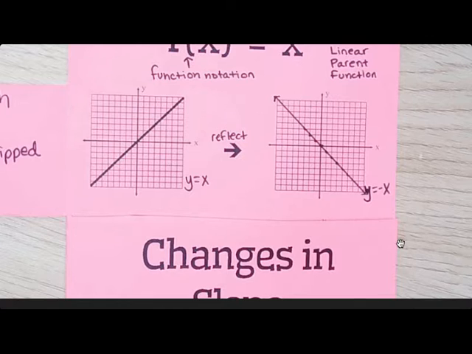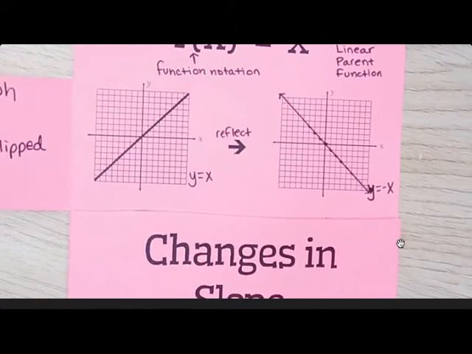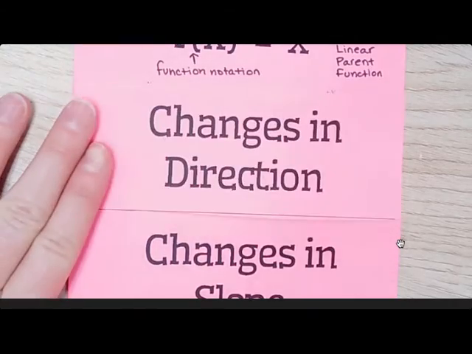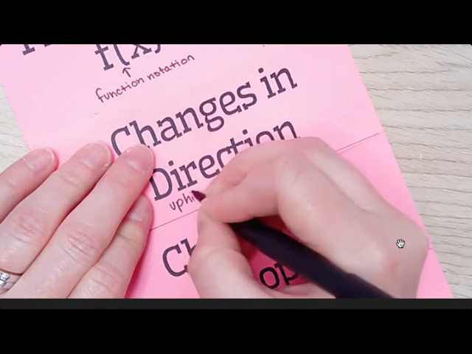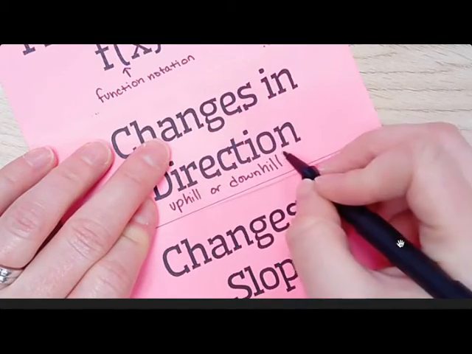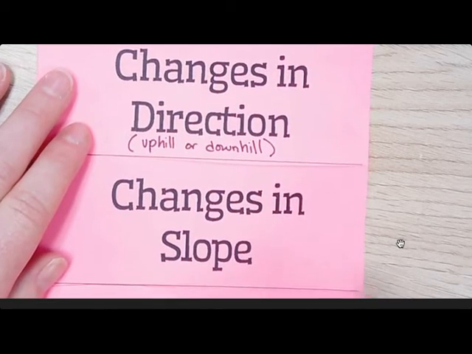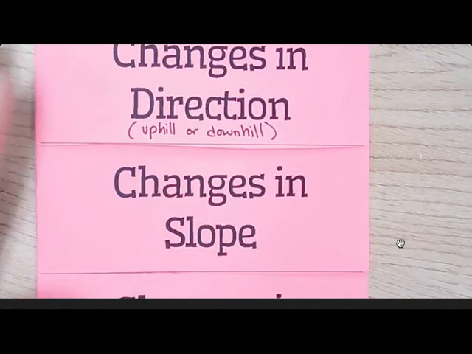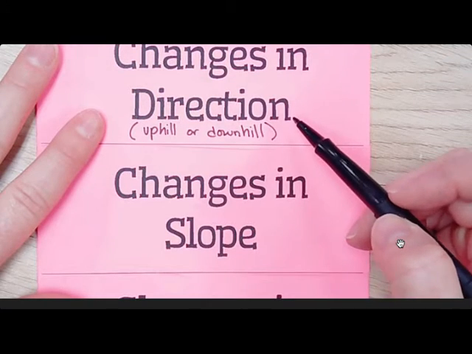Okay, so that was changes in direction. Now we'll go on to changes in slope. Changes in direction was uphill or downhill. So if you see one's uphill and one's downhill, then there was a change in direction.